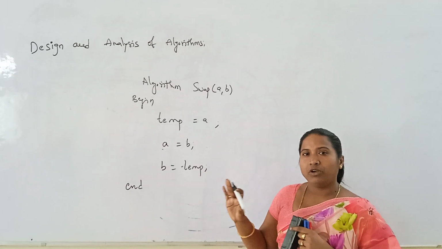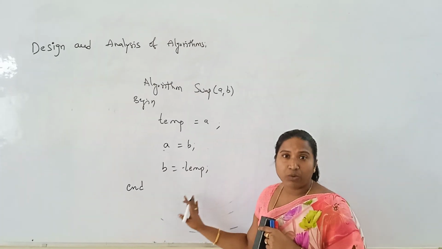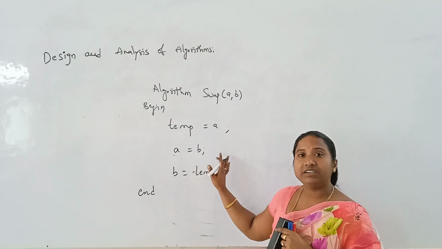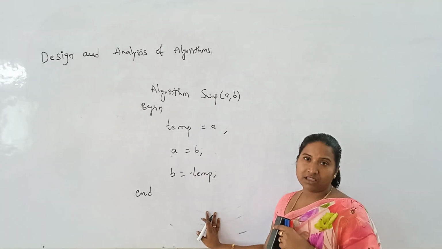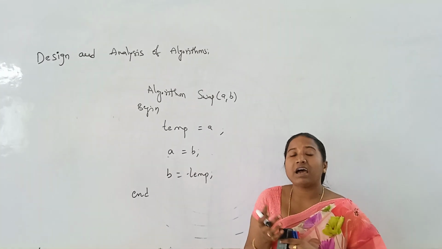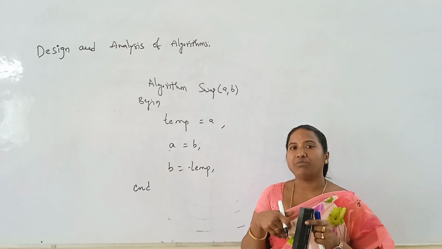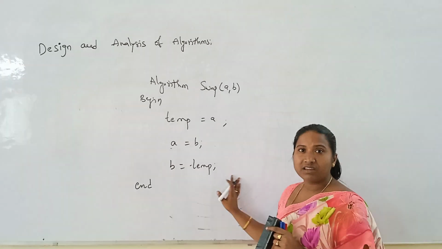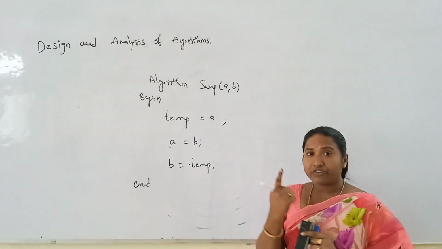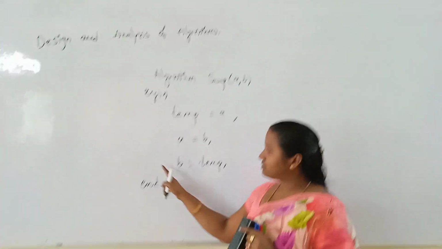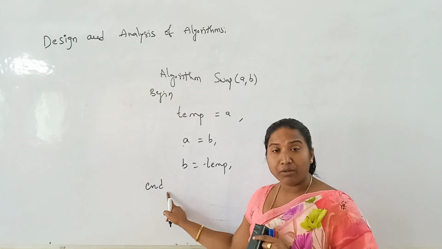So the point is what? An algorithm doesn't require specifying the data type of the variables. But what it requires is the task. What I am going to do, how I am going to complete it, that is required in the algorithm. And the first difference is putting begin and end instead of the block.